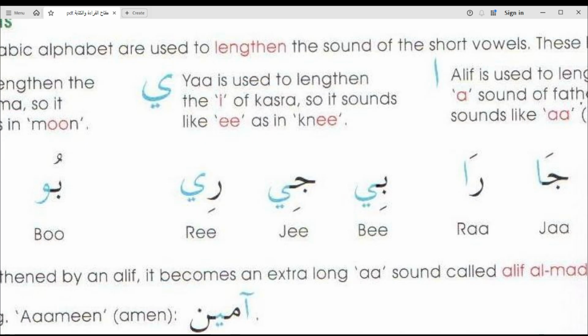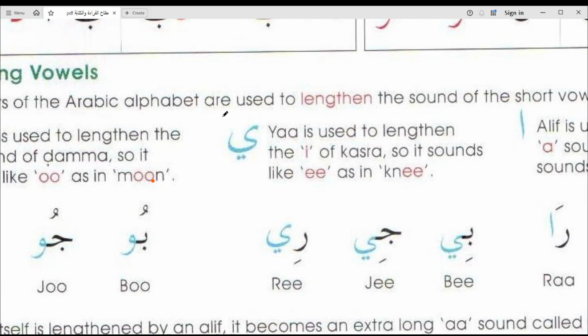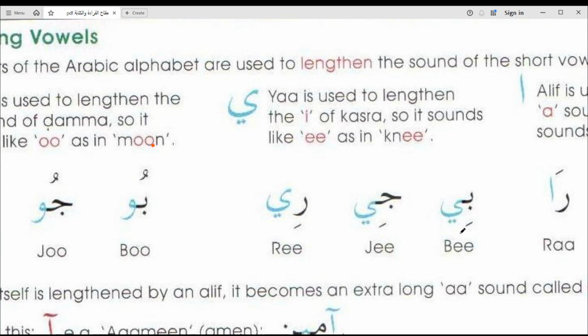Alright, let's continue with the ya. Ya is also used to lengthen the E sound of Kasra. So it sounds like E, as in ni. So Ba with Kasra by itself is going to be Bi. When adding ya to it, it's going to be a long vowel together and it's going to be Bee. Here is going to be Jee. Here is going to be Ree.